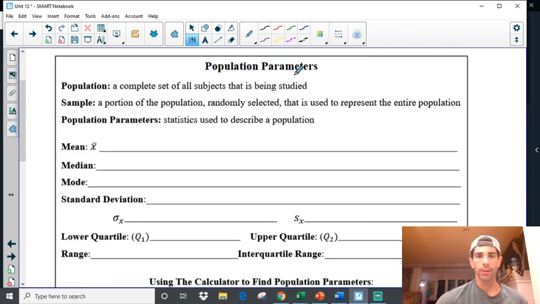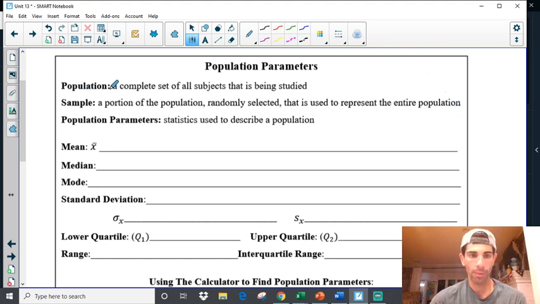First, population parameters. Population: a complete set of all subjects that is being studied. So who's there? Your sample is a portion of the population, randomly selected, that is used to represent the entire population. So here's a really easy way to remember.